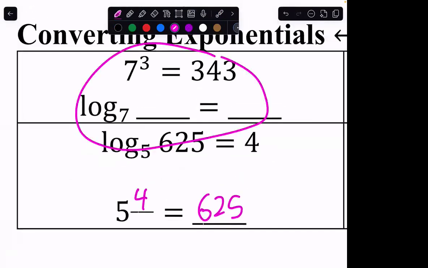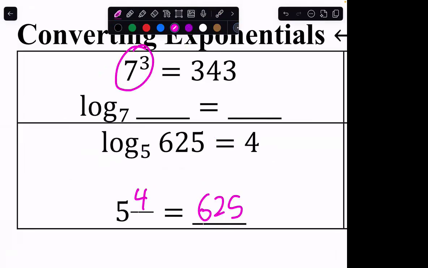Okay, so this one's going the other direction. So again, it's just a true statement that 7 to the third power is 343. Okay, so the corresponding logarithmic equation, log base 7 of 343 is equal to 3.